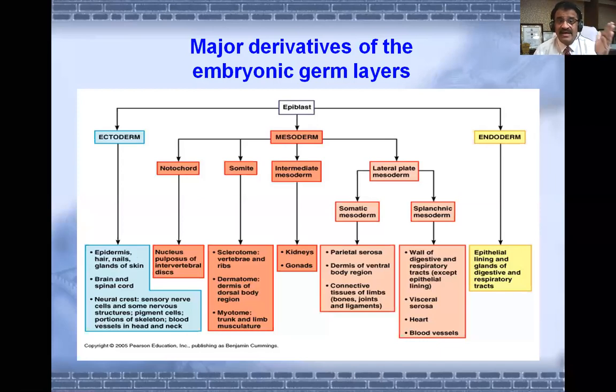Plus, important and significant structure which is formed from the ectoderm is brain and spinal cord. Remember, and all the structures around the head and face, they are also formed from ectoderm itself. Membranous bones also form from ectoderm. Neural crest will give rise to sensory nerve cells, some nervous structures like pigment cells, portions of the skeleton, means bones of the face and head, all the flat bones, and blood vessels in the head and neck are also formed from the ectoderm. Now we go to the last, endoderm, because very little thing is formed from endoderm.